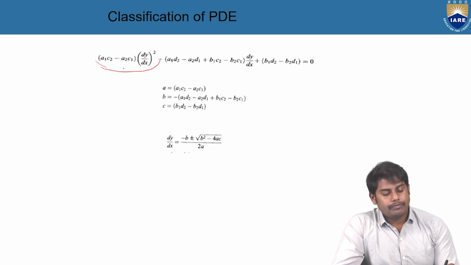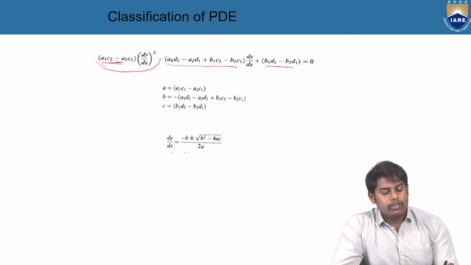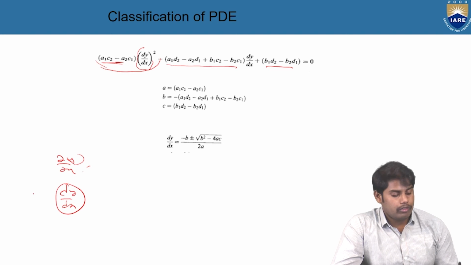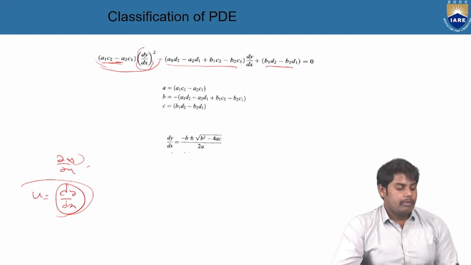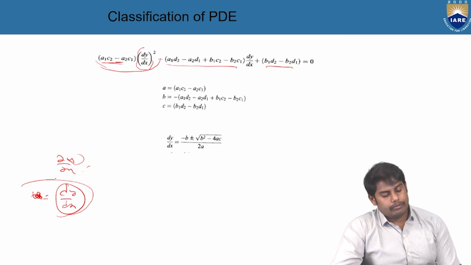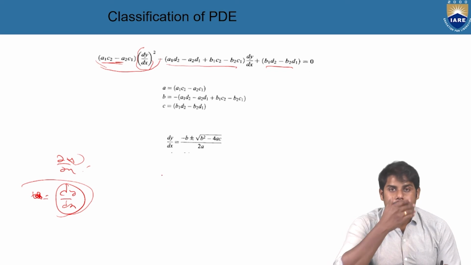Here we have A1 C2 minus A2 C1. So you have this term, you have this term. The common thing is you have dy by dx. Before getting du by dx, you should get dy by dx. The meaning is, if you want to get the u term, u is a velocity, you need to get these terms. Before getting the velocity terms, you should get dy by dx, the slope terms, the curve slope terms.